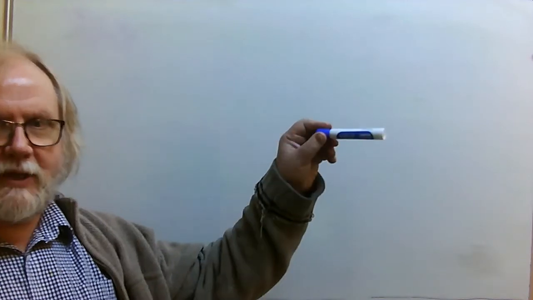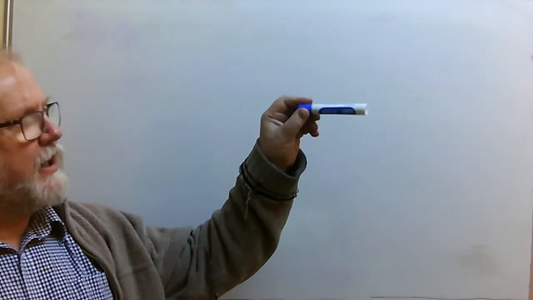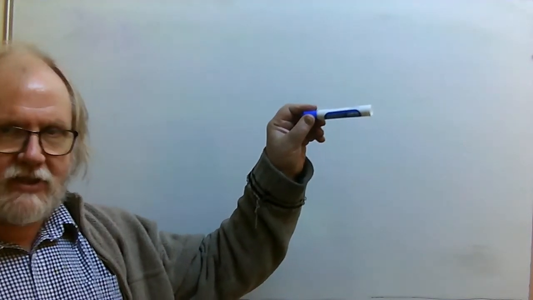If I lift my pen up here, I'm giving it potential energy. What it means by that is that it has the potential to now develop kinetic energy. If all I do is let go of it, it falls to the floor under the influence of the attractive force of gravity. So it acquires kinetic energy as a result. And that's what potential energy means.